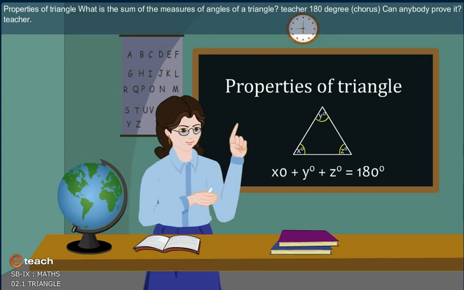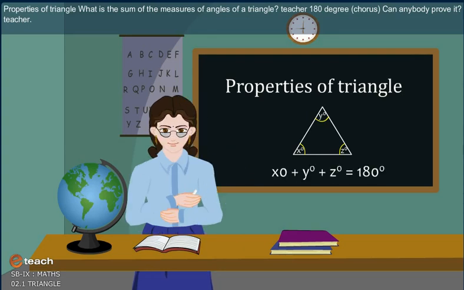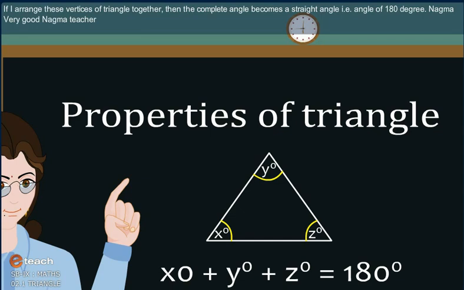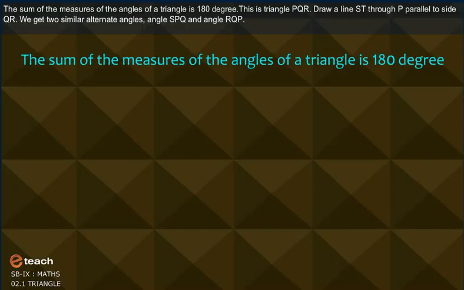Properties of triangles. What is the sum of the measures of angles of a triangle? 180 degrees. Yes, you are right. But can anybody prove it? Yes, you can prove it. I tore this triangular sheet into 3 pieces. If I arrange these vertices of the triangle together, then the complete angle becomes a straight angle, that is, angle of 180 degree. Very good, student. Sum of the measures of the angles of a triangle is 180 degree.